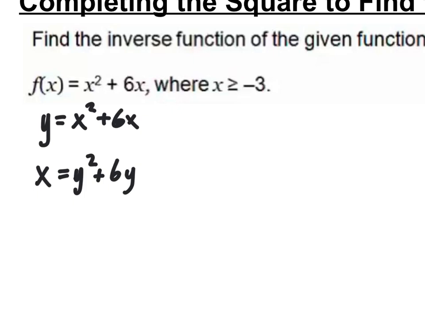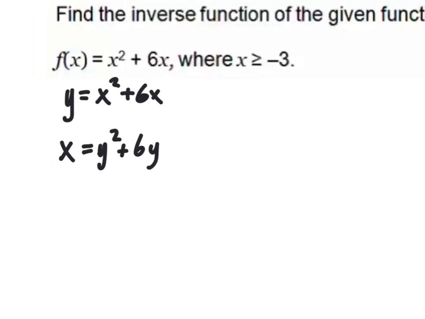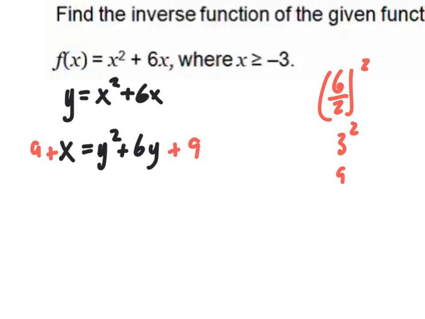So what I have to do is complete the square. I'm going to turn this into a perfect square. I'm going to take my middle term 6, divide it by 2 and then square it. That's going to give me 3 squared, so I'm going to get 9. So I'm going to add a 9 to both sides, and I'm going to rewrite this as x plus 9 is equal to y squared plus 6y plus 9.